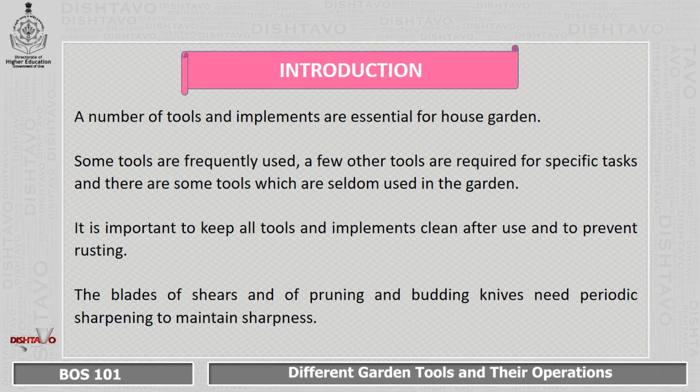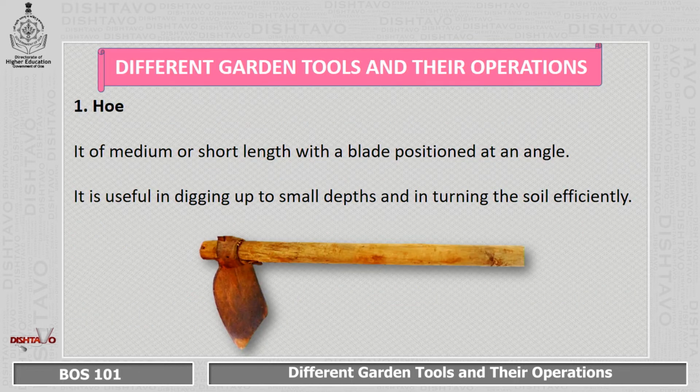Introduction. A number of tools and implements are essential for a house garden. Some tools are frequently used. A few other tools are required for specific tasks, and there are some tools which are seldom used in the garden. It is important to keep all tools and implements clean after use to prevent rusting. The blades of shears and of pruning and budding knives need periodic sharpening to maintain sharpness. Now let us see the different garden tools and their operations.